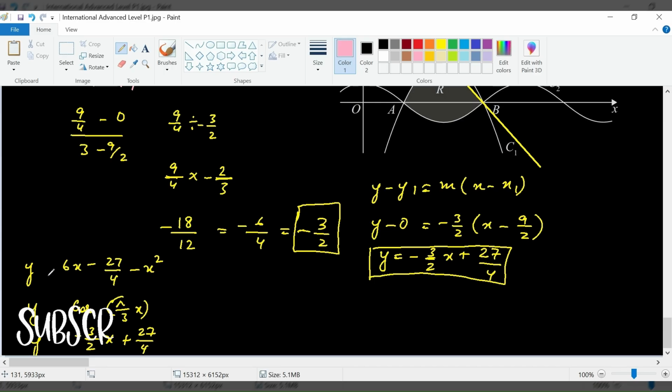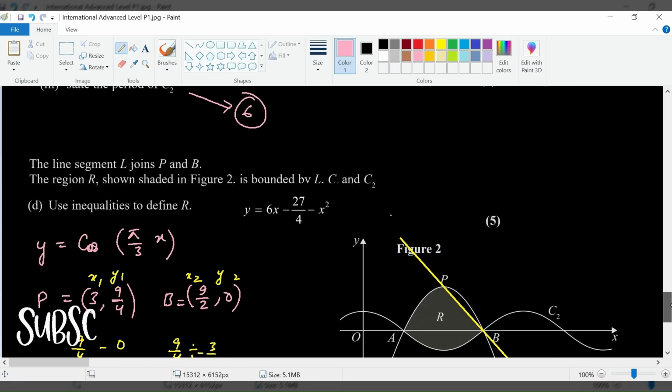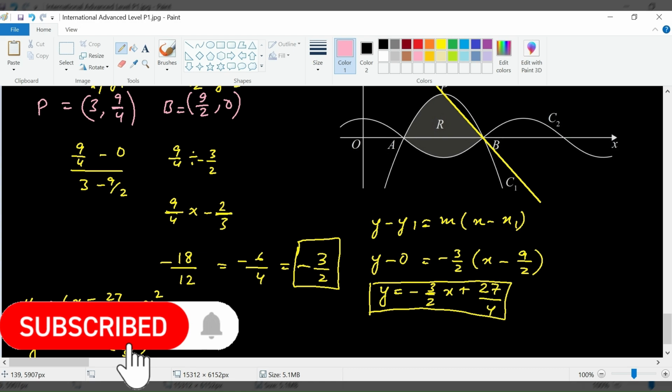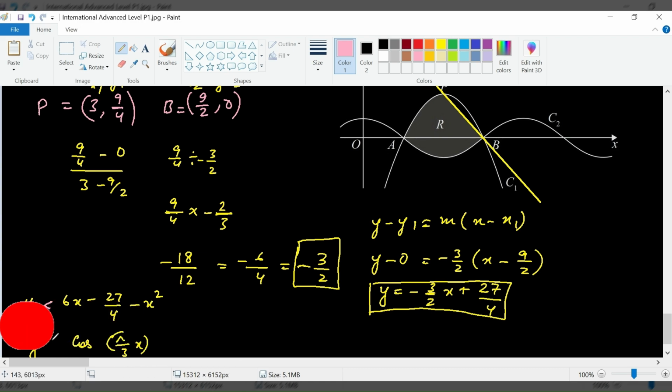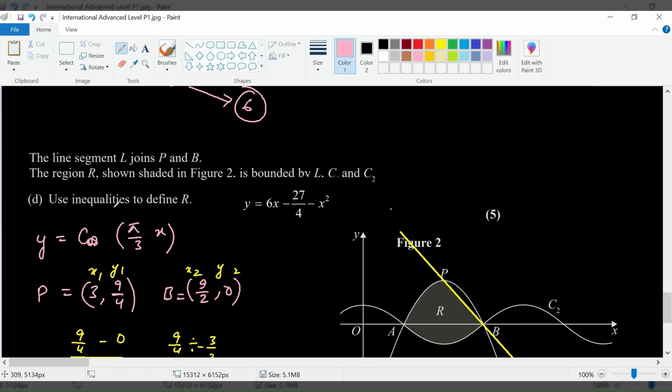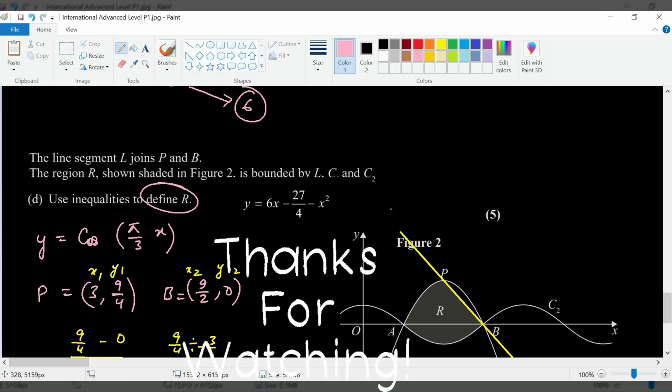Now, as you can see, for the first one all the shade is below this. That means all the values less than or equal to. This one is going to be all values greater than or equal to, it is above, and the last one is going to be less than or equal to all the values. These are the three lines covering the shaded region, and those are the inequalities that define R.